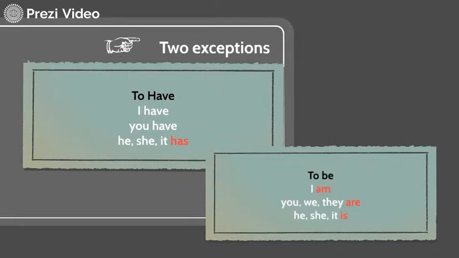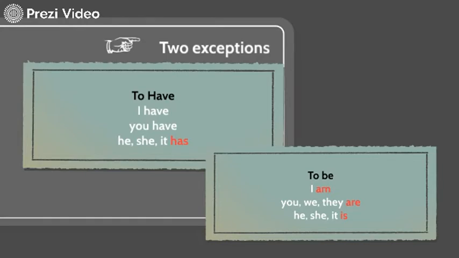For example, to have. In the word to have, when you have that third person singular, it goes from have, as in like I have or you have, to has, as in he, she, or it has. And then when you have to be, such as I am, is the first person singular version of to be, which is crazy because that sounds nothing like the word be, but be in the first person is just am.